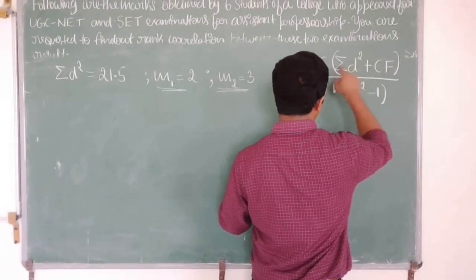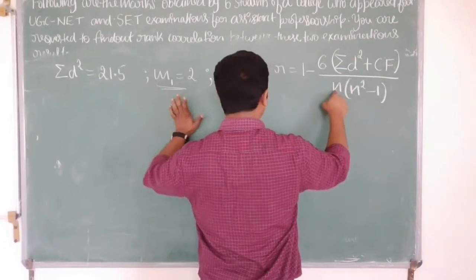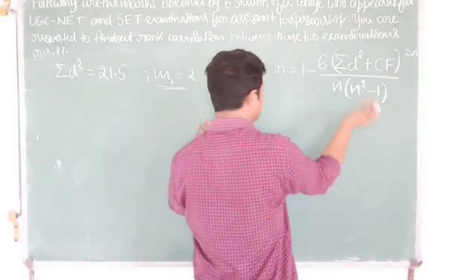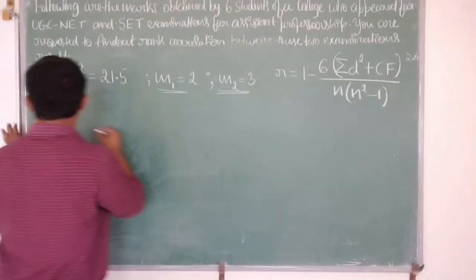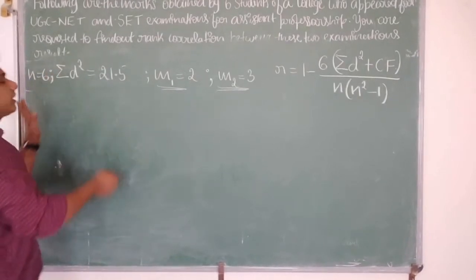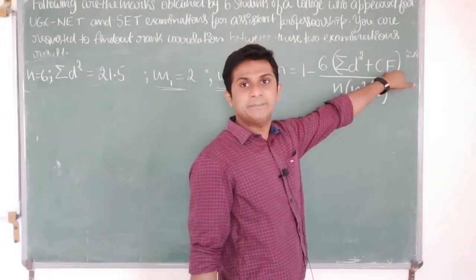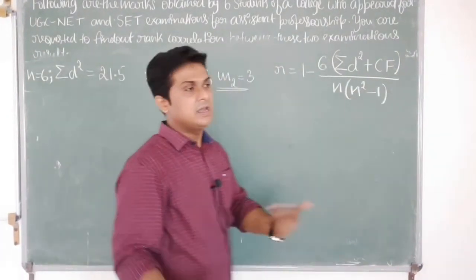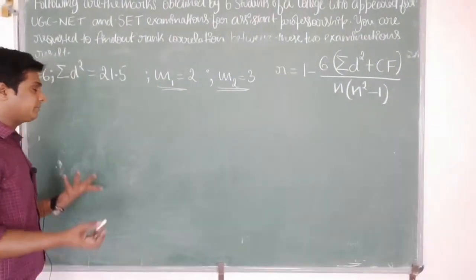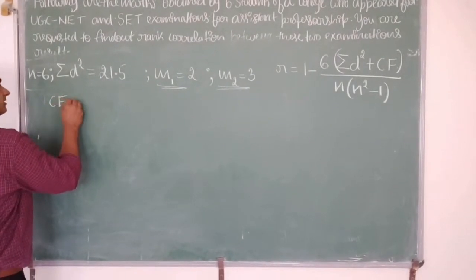Now first of all, to substitute, we have this value sigma d square, we know n, there were 6 students, so n is equal to 6. I can write that also: n is equal to 6, because all the values which I need to substitute in this equation are available except CF, that is the correction factor. Let me calculate the correction factor now. Let me tell you how to calculate the correction factor.